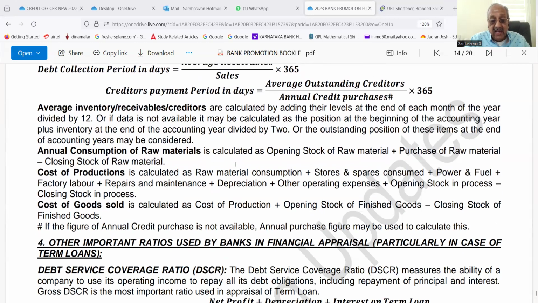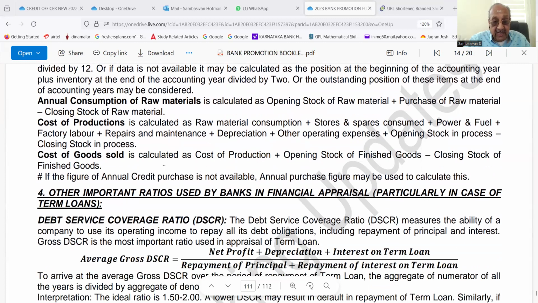Annual consumption of raw materials is calculated as operating stock of raw material plus purchase of raw material minus closing stock of raw material. Cost of production is raw material consumption plus stores and spares consumed plus power and fuel plus factory labor plus repairs and maintenance plus depreciation plus other operating expenses plus opening stock in process minus closing stock in process. Cost of goods sold is calculated as cost of production plus opening stock of finished goods minus closing stock of finished goods.